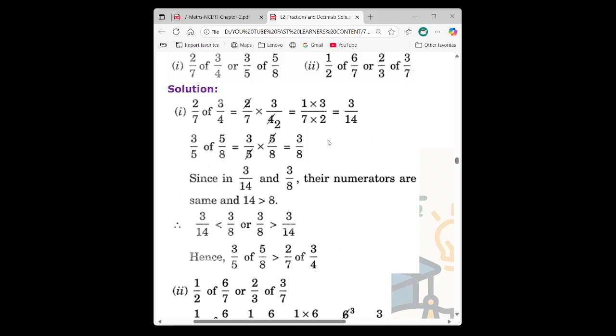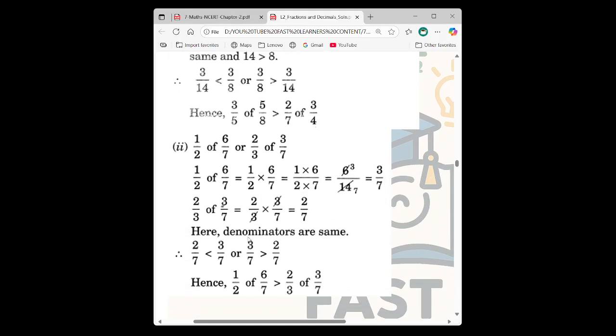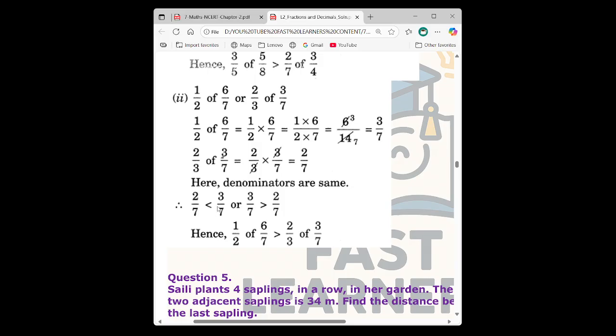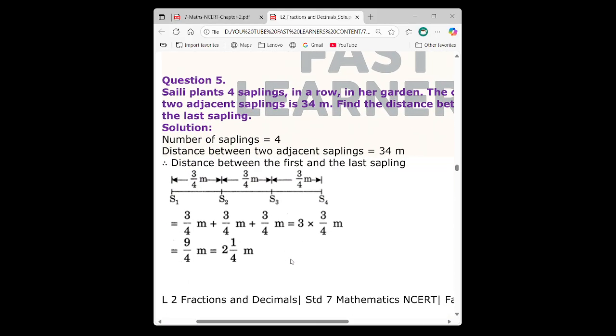Okay, so the fraction with the bigger denominator is a smaller fraction and the fraction with the smaller denominator is actually a bigger fraction. So see, this way the answer has been written here: 3 upon 14 is smaller than 3 upon 8. Now here these are like fractions, so you can easily say that 2 upon 7 is less than 3 upon 7. Now let's see some problem sums.